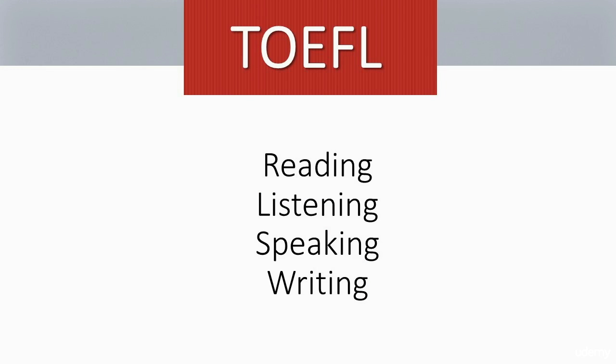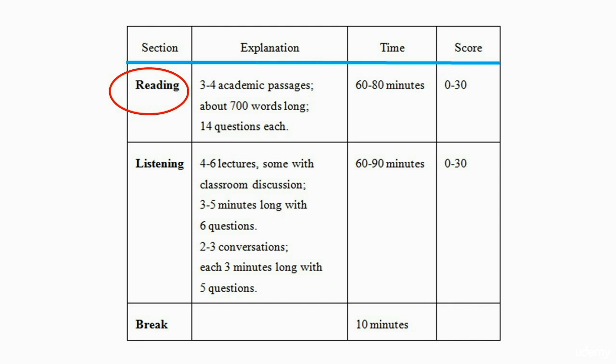As you can see from this table, the TOEFL has 4 sections: reading, listening, speaking, and writing. On the reading section, you'll have 3 to 4 academic passages about 700 words long, and you should answer 14 questions each. On the listening, you'll get 4 to 6 lectures, some with classroom discussion, 3 to 5 minutes long with 6 questions, and 2 to 3 conversations, each 3 minutes long with 5 questions, total in 60 to 90 minutes. After the listening, you'll get a mandatory 10-minute break.